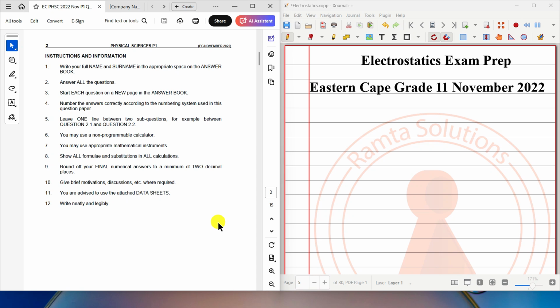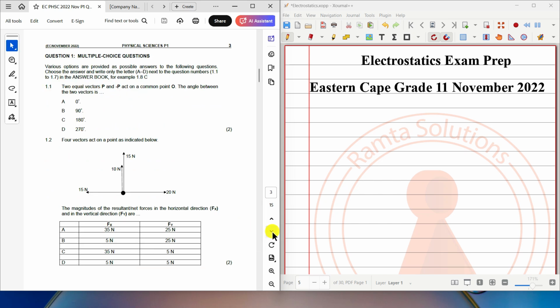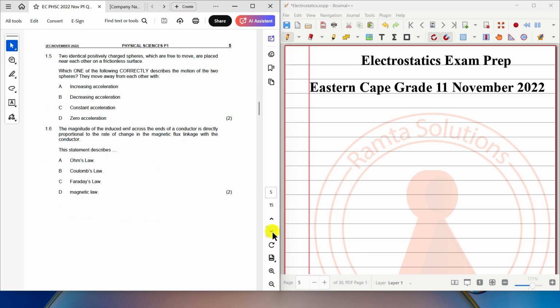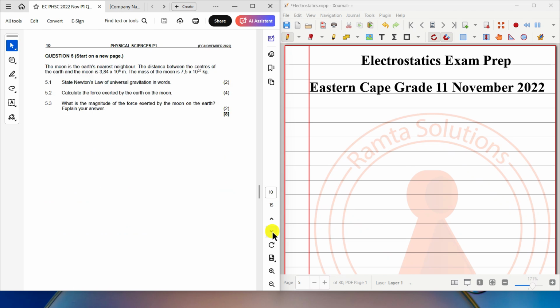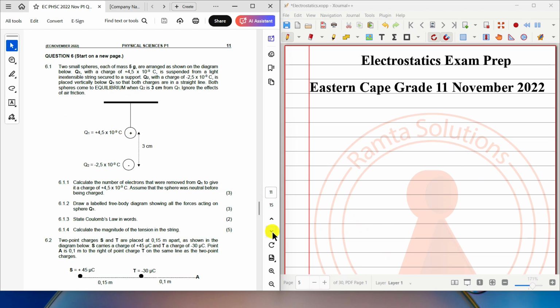Okay. All right. So this is a Grade 11 past paper. Our electrostatics question could probably be question 6. But let's see. 3, 4, no, 5, no, 6. Yes, it is question 6.